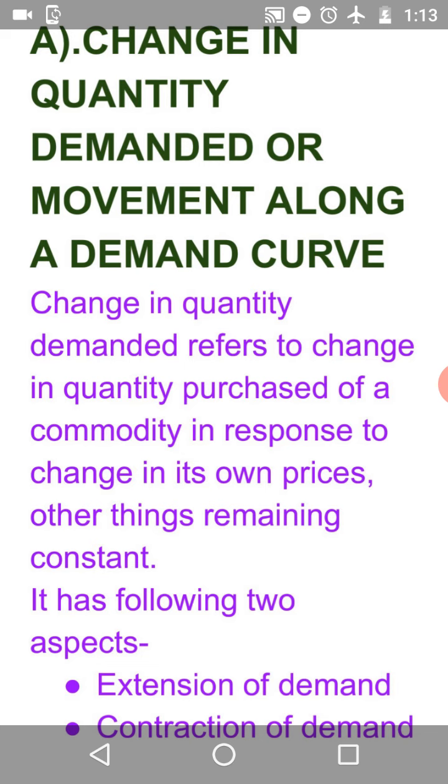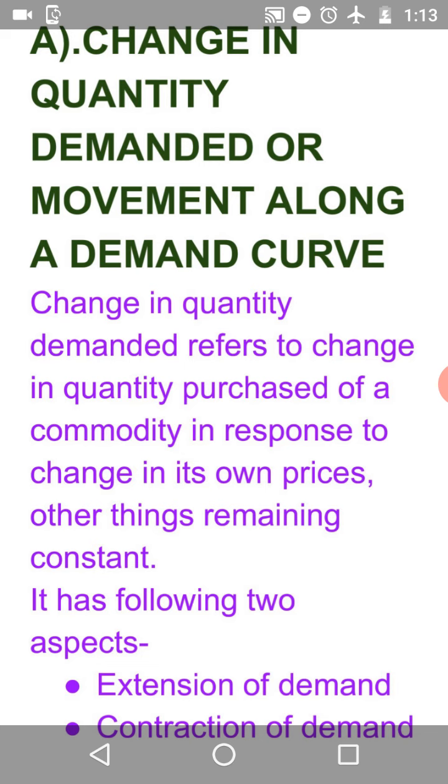Let us discuss. Change in quantity demanded refers to change in quantity purchased of a commodity in response to change in its own price. So, dear students, when other factors remain constant and, due to change in the price of the commodity, the demand of the commodity changes, that is known as change in quantity demanded.